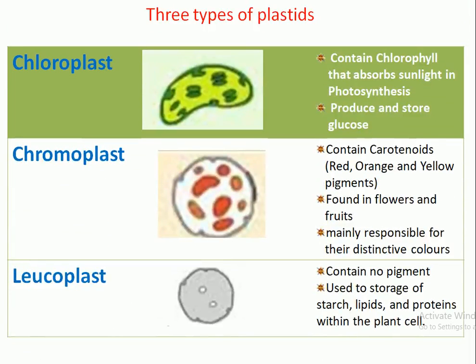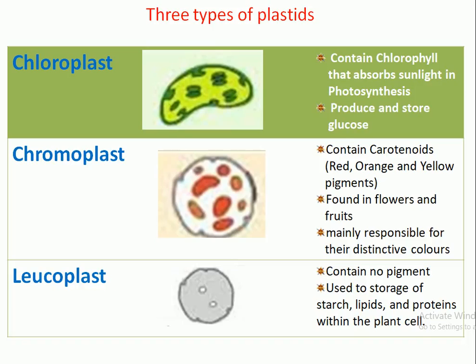There are various types of plastids that occur in plants: chloroplast, chromoplast and leucoplast. Each plastid has a very specific function. Chloroplast contains chlorophyll pigment. Chlorophyll pigment traps sunlight in the process of photosynthesis. Photosynthesis is a process in which light energy is converted into chemical energy.